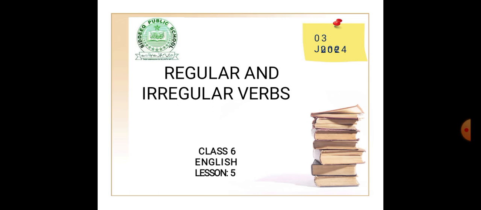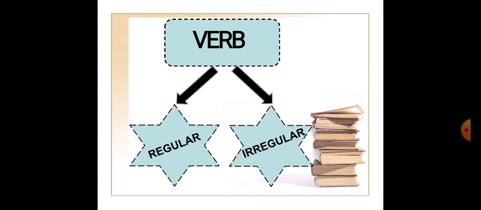Let's start with English: regular and irregular verbs. What are regular verbs and what are irregular verbs? We are going to learn about it. First of all, what is a verb? A verb is something that describes an action that's happening, or an action that's taking place.